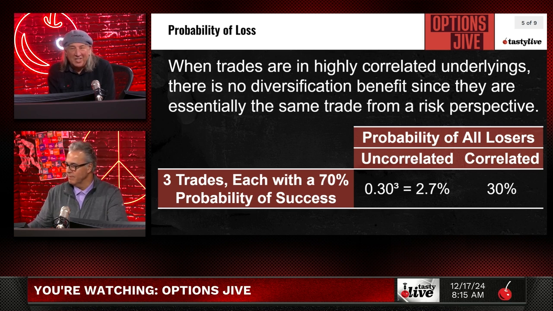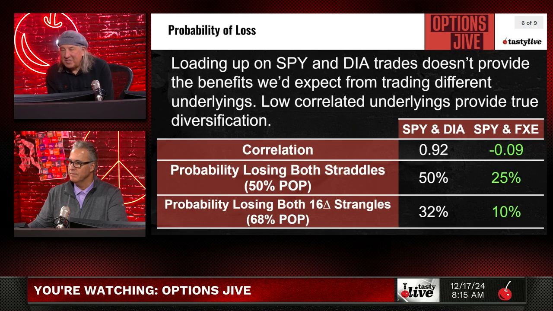3 trades, each with a 70% probability of success. If they're uncorrelated, the chance of all 3 being losers is only 2.7%. If they are all correlated, then it's a 30% chance. There's your argument right there. Awesome. Let's go to the next slide.